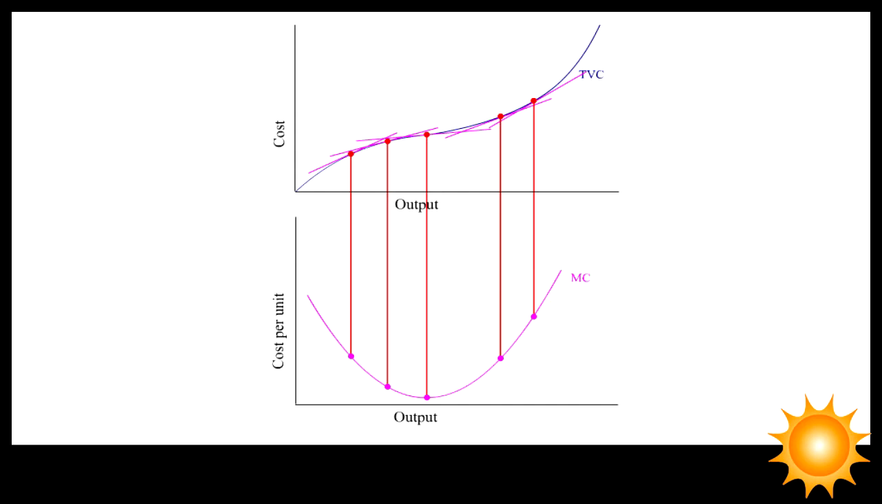Given the inverted S shape of TVC, MC first decreases until MC reaches its minimum at the inflection point. Then MC increases after the inflection point. Thus, the inverted S-shape TVC generates a U-shape MC.